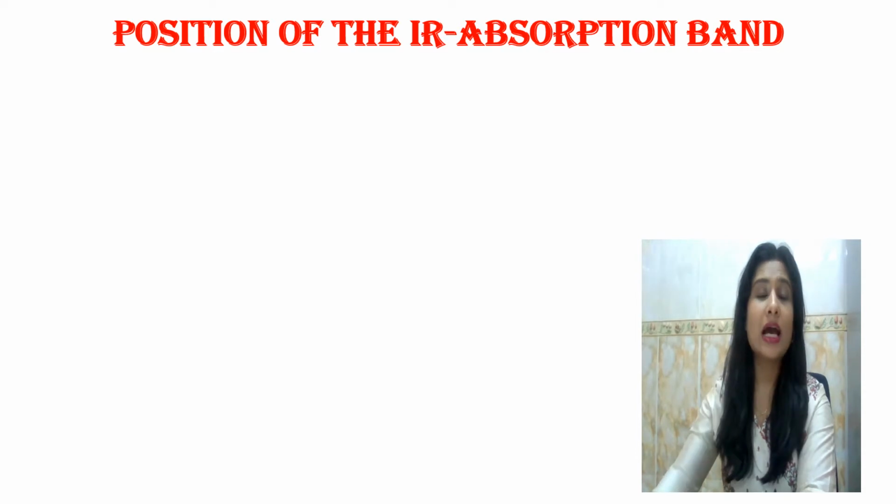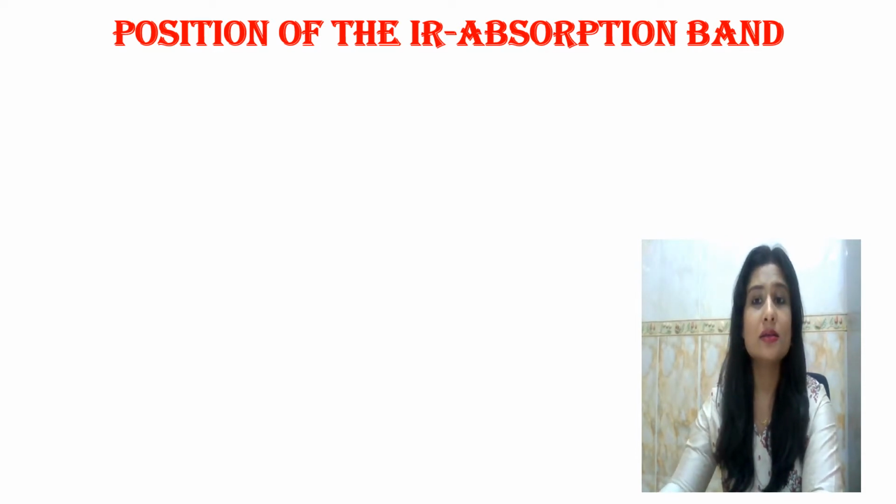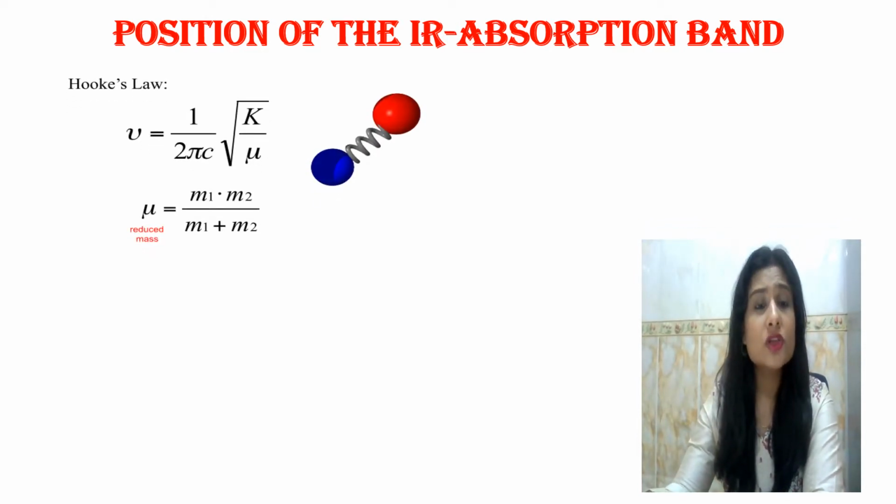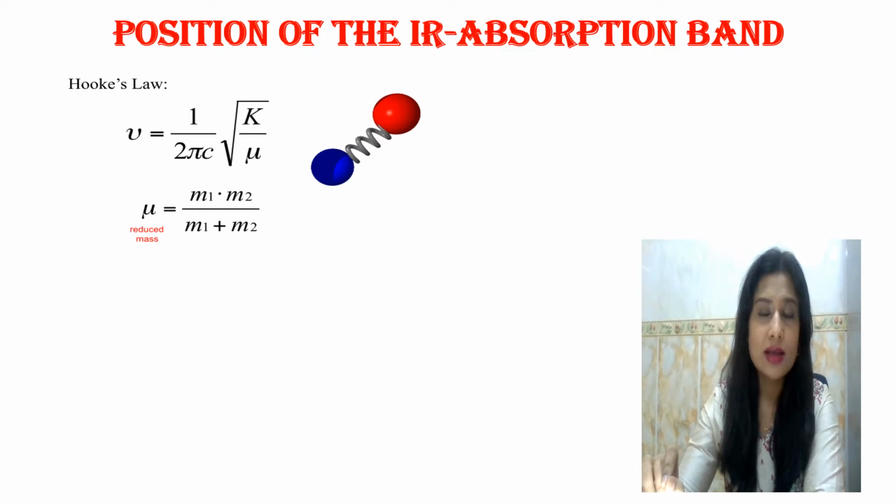Now let us understand how we assign the position of the IR absorption bands in the IR spectrum. For that, it is useful to compare a vibrating bond to the physical model of the vibrating spring system. Now the spring system is best described by Hooke's law. Hooke's law is represented by this mathematical equation where ν is the frequency of vibration and it is directly proportional to the force constant and inversely proportional to the reduced mass. Here, the vibrating bond is attached to two atoms with masses m1 and m2.